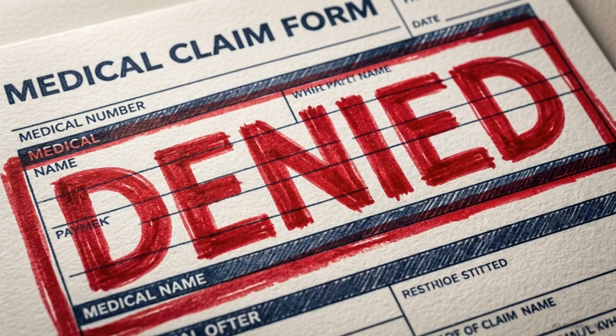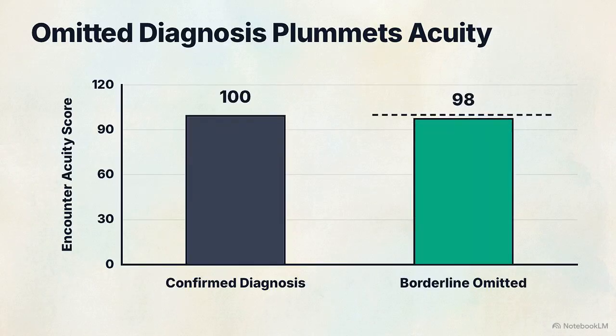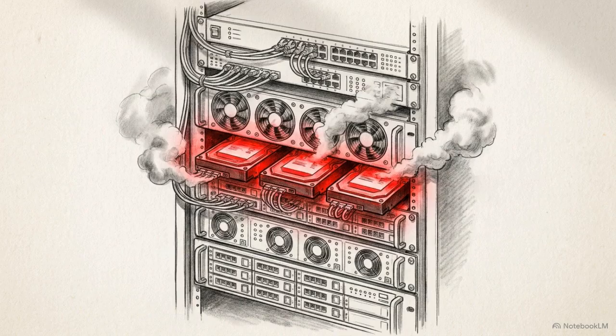These structural failures guarantee incorrect code assignments. They erase legitimate diagnoses from the patient's history and artificially lower the acuity of the reported encounter. Ignoring this rigid algorithm leads directly to measurable compliance failures and actively corrupts healthcare data.